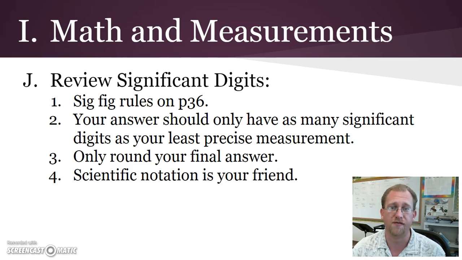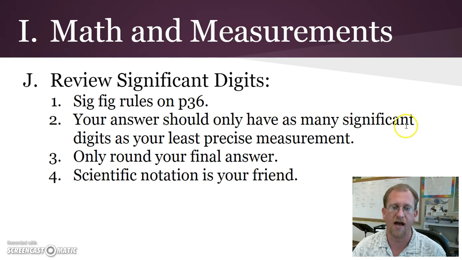So we should review significant digits. The rules for them are on page 36 of your book. If you need to review significant digit rules, go there. The nutshell is that if you're looking at significant digits, it's the zeros that matter. Leading zeros never count. Trailing zeros count if there's a decimal place. Okay, that's just the quick nutshell picture of significant digits.